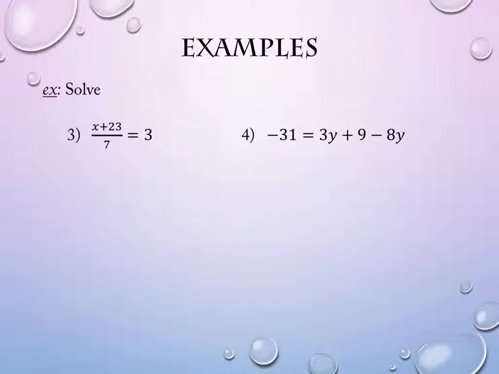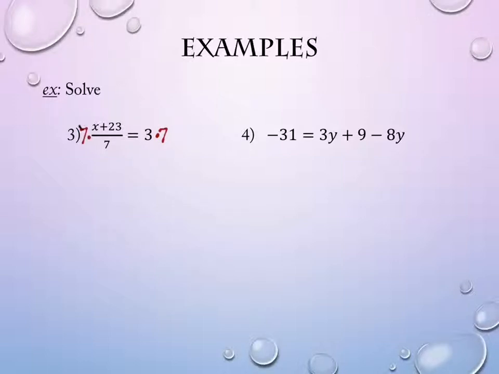It would be the 7. It's not really written in here, but there is an understood set of parentheses here. All of this is being added together and then divided by 7, right? So that's why the 7 is sort of understood as being further away. So how do I undo division by 7? Yeah, I multiply by 7.